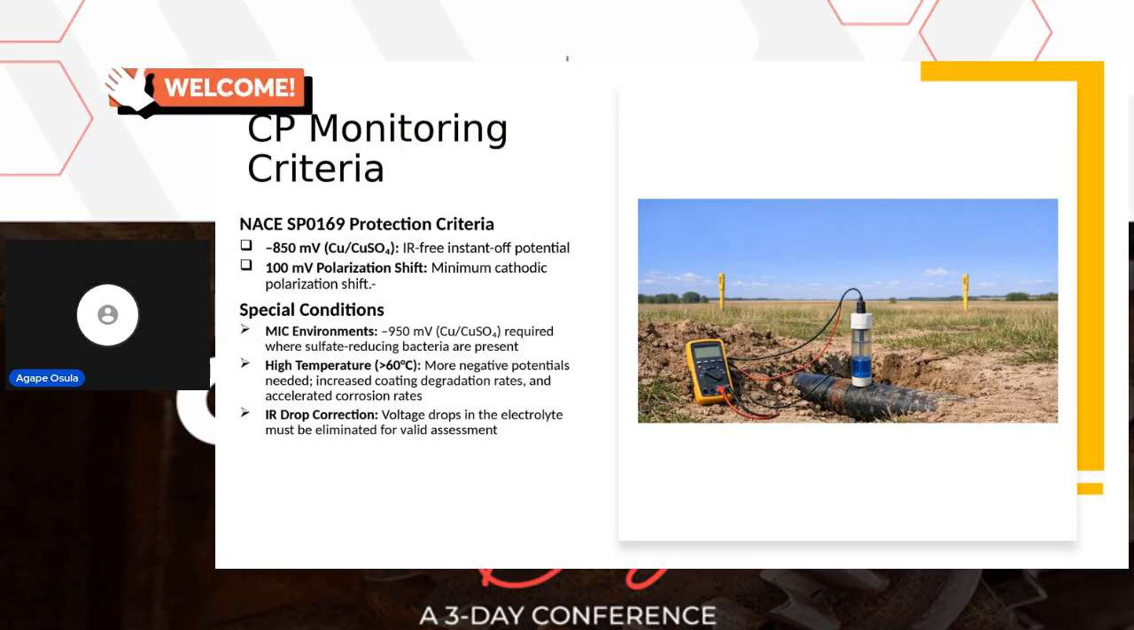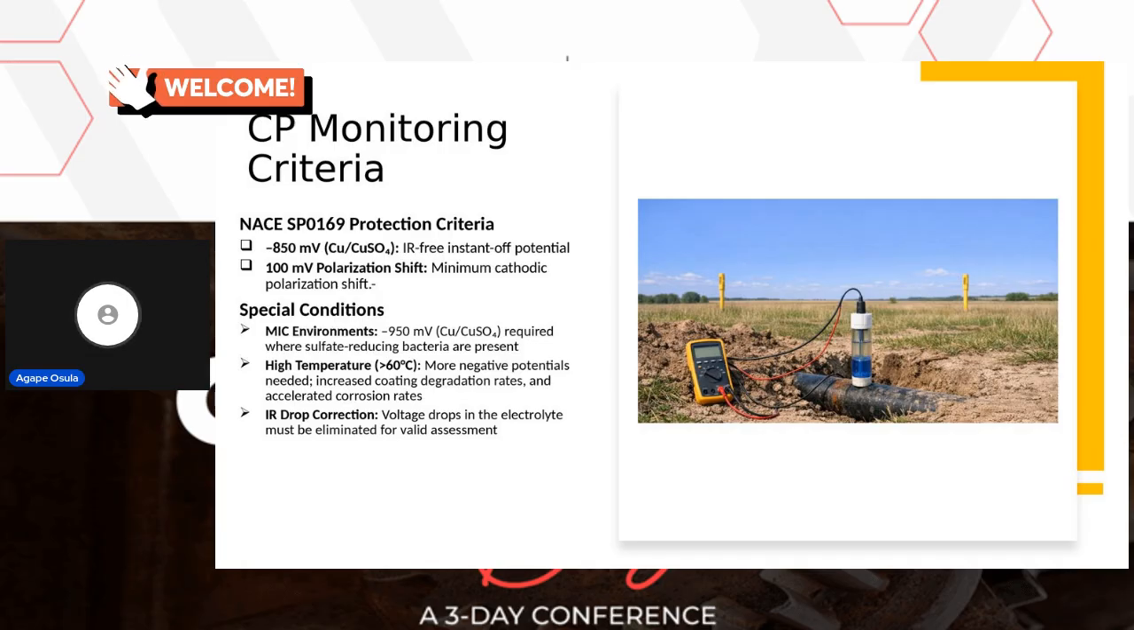We know the monitoring criteria from SP0169, which is the -850 millivolts IR-free instant off potential, and of course the 100 millivolt polarization shift. So we've done this over the years. We already have a good understanding of how this works. So generally, as a rule of thumb, the industry is comfortable with protecting materials at these voltages or potentials, like we call them.